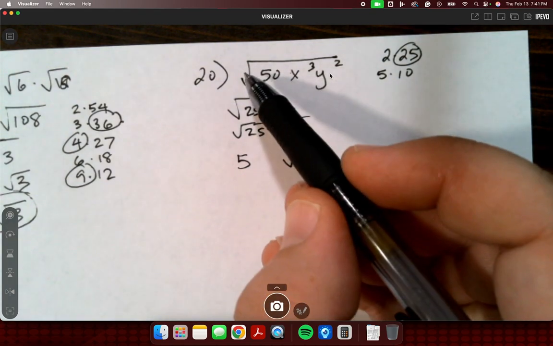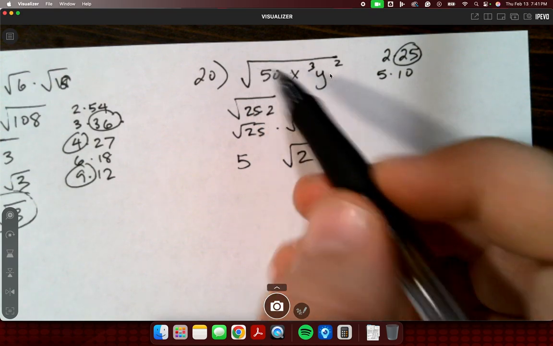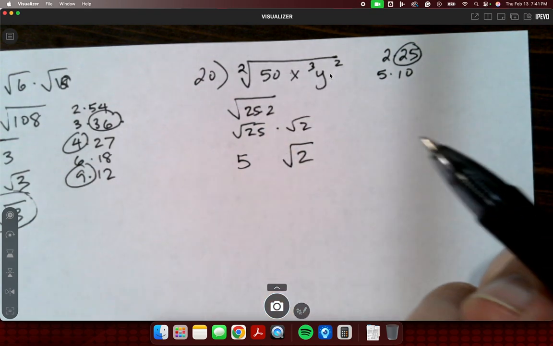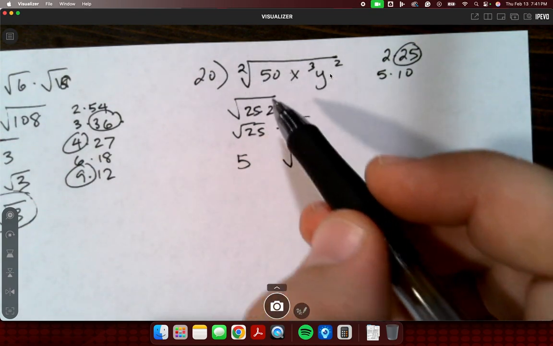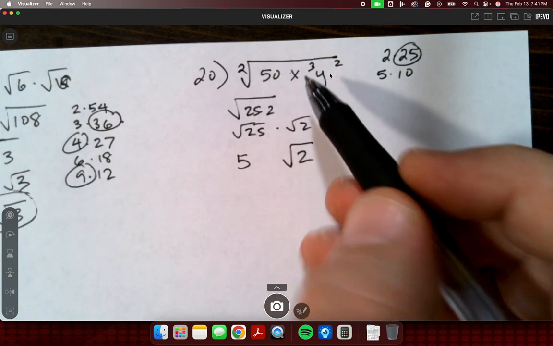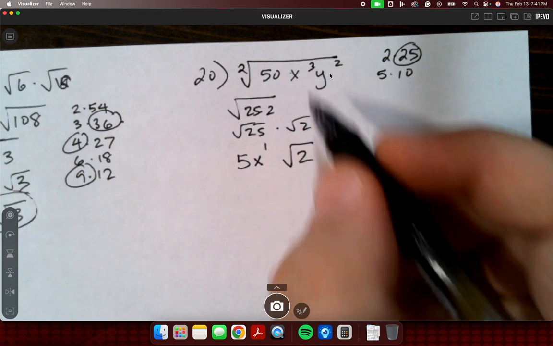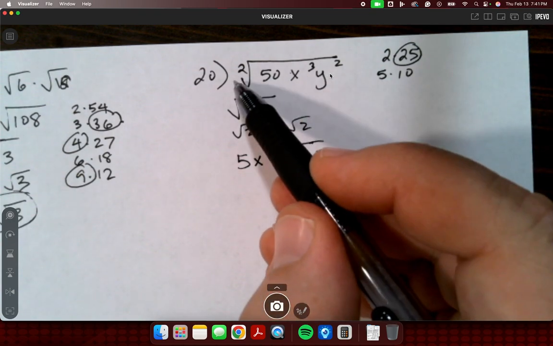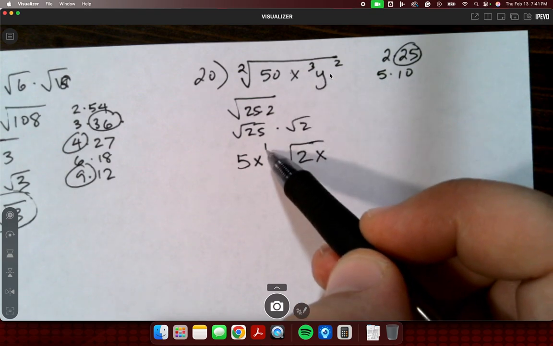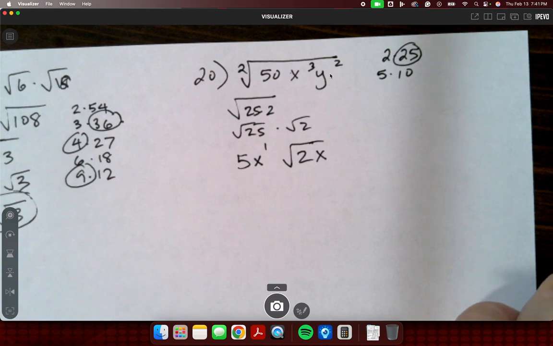When you're taking the square root of a variable, you say, okay, how many times will 2 go in, because there's an understood 2 here for square root. Square root is the opposite of squared, so it's the second root. How many times does 2 go into 3? 1 time, so we can pull 1x out, with a remainder of 1, so we leave 1x in.